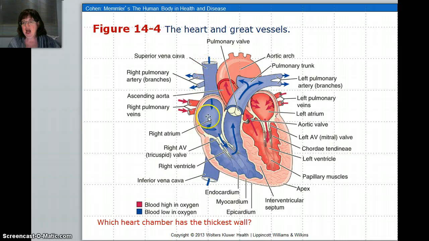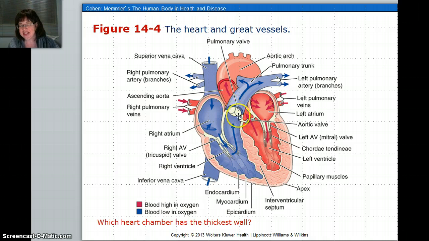Okay. Atrium, ventricle, and then out. On the right side, you are collecting the blood from the body, so it has to go to the lungs to be oxygenated before it goes anywhere else. So it goes through what are called the semilunar valves.